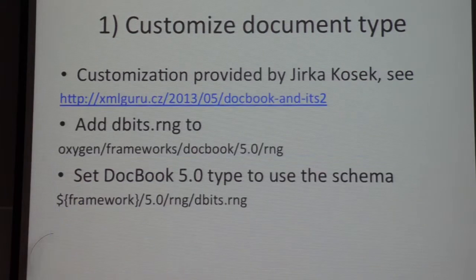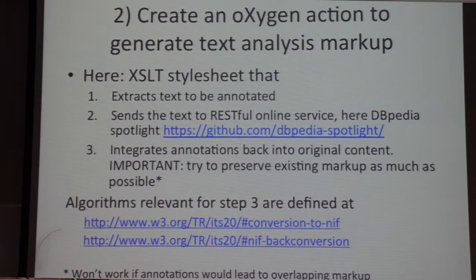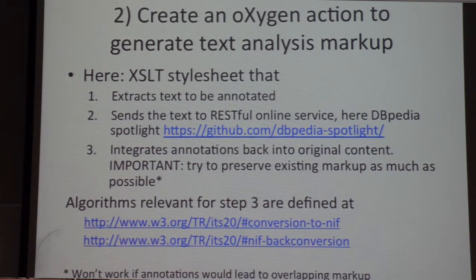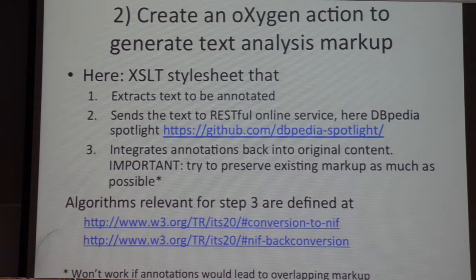So that was the first step, customization of a document type, and the next step is the creation of an oXygen action to actually do the automatic text analysis. Here I created a style sheet which first extracts the text to be annotated, then sends the text to a RESTful service. Here I'm using the service I mentioned for people who were here this morning, DBpedia Spotlight. That uses mostly DBpedia and Wikipedia as training material, so the identifiers which are generated naturally are often related to Wikipedia.